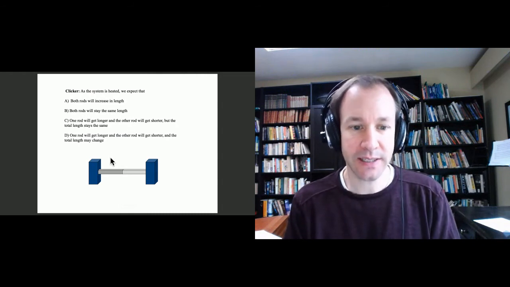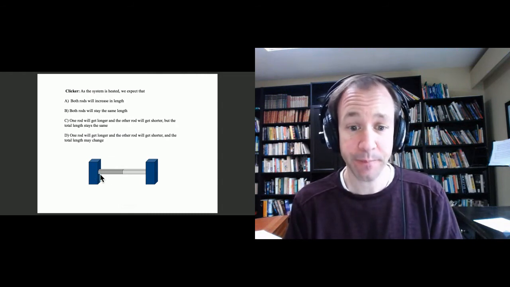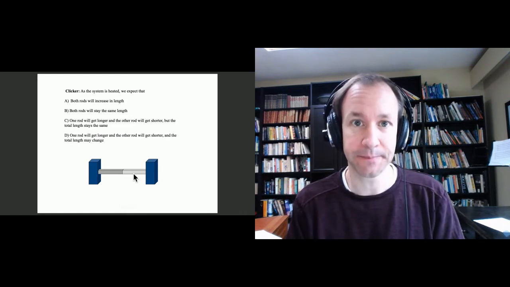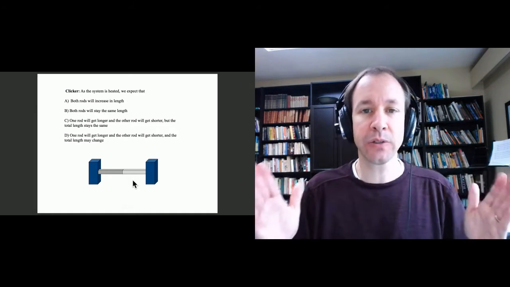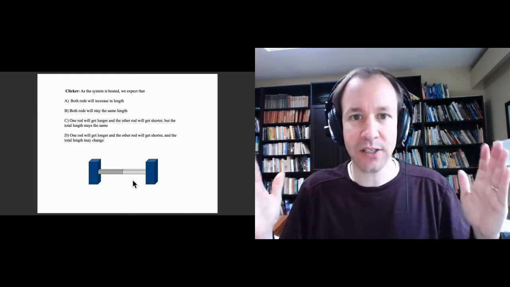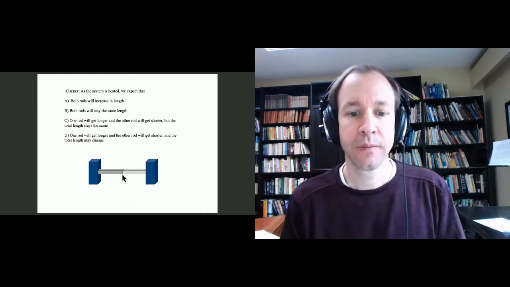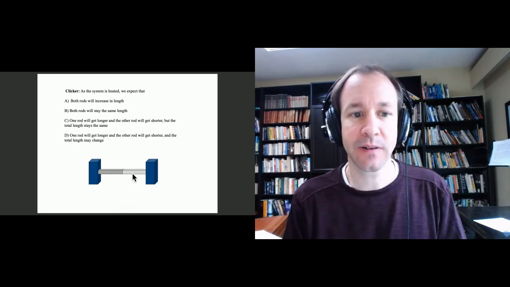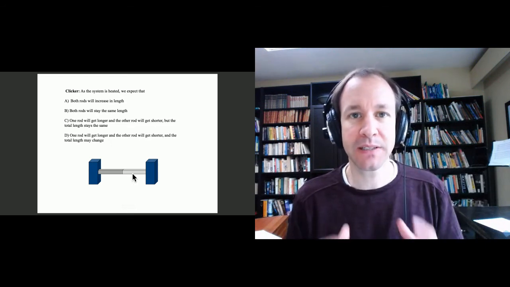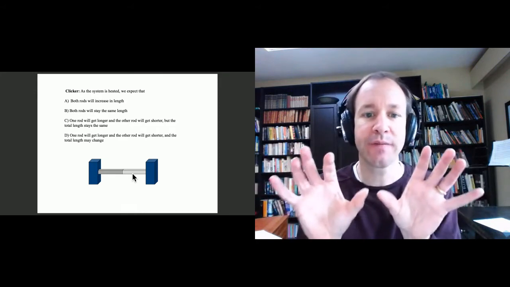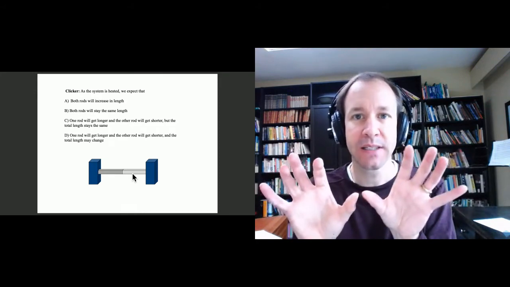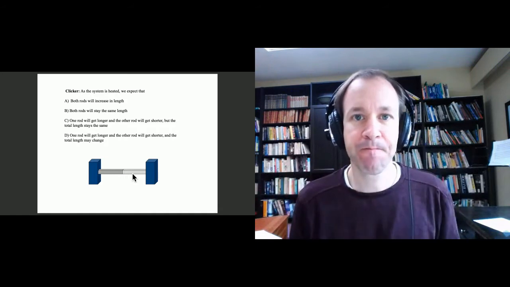So the situation in the question says that there are rigid walls on either side. What that means is that the total distance between these two walls does not change. The total distance is the sum of the lengths of the rods. And so we could be sure that whatever happens in the question, the sum of the lengths of the two rods is going to remain the same.